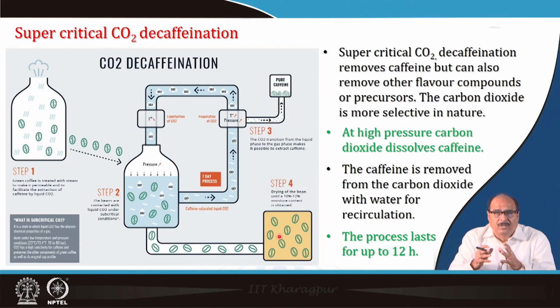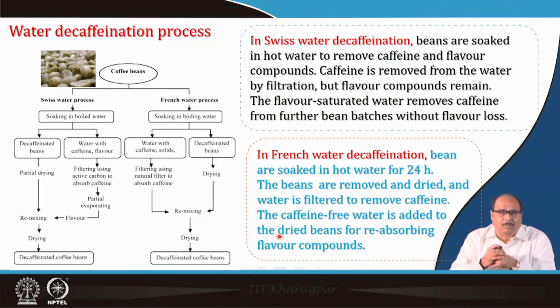So, at high pressure, as I told you, carbon dioxide, as you can see in the figure, dissolves the caffeine, which is removed from the carbon dioxide with water or recirculation, and the whole process takes about 12 hours or so. And supercritical CO2 is used commercially for separation of caffeine from the coffee powder.